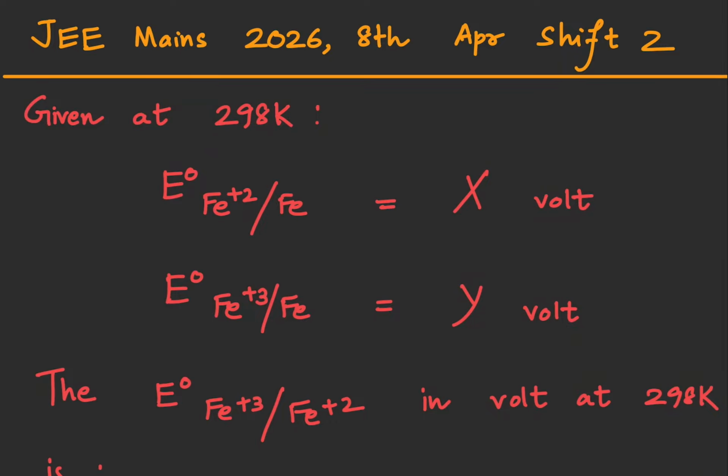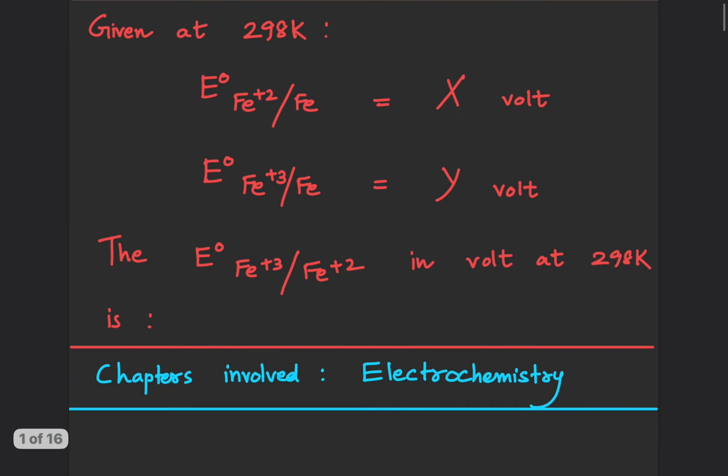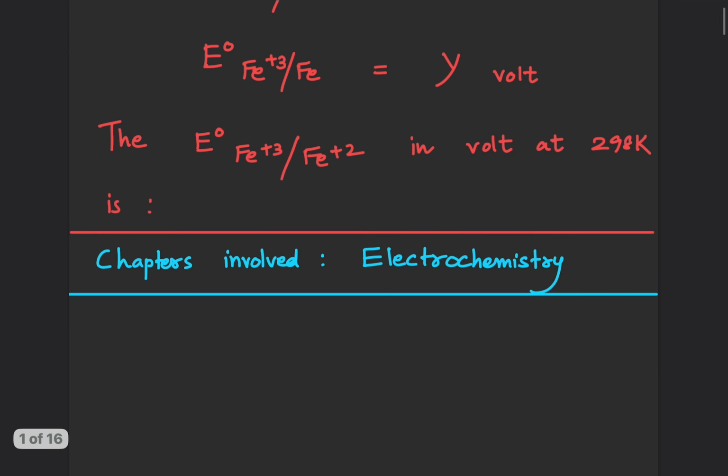Hello everyone. So this is a question from JEE Mains 2026, 8 April Shift 2. Given at 298 Kelvin, E naught Fe+2 to Fe is x volts and E naught of Fe+3 to Fe is y volt. The E naught of Fe+3 to Fe+2 in volt at 298 Kelvin is? Okay, so the chapter involved is electrochemistry.